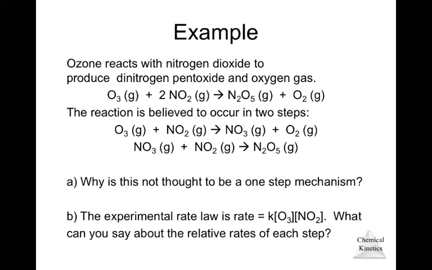So let's put this into an example. We've got this reaction here, ozone reacting with nitrogen dioxide. And we think it's going to happen in 2 steps. These are our 2 steps. And so these are our questions. What makes us think this is a 2-step reaction? What's wrong with just writing it out this way? Well, what did I say about molecularity? This is a termolecular reaction, 1, 2, 3, and those are pretty rare. So you wouldn't expect that to be the case.